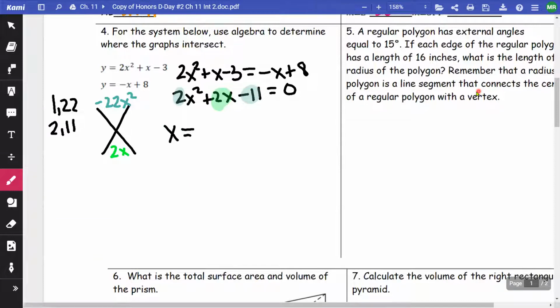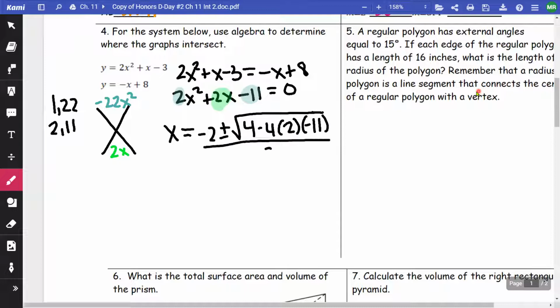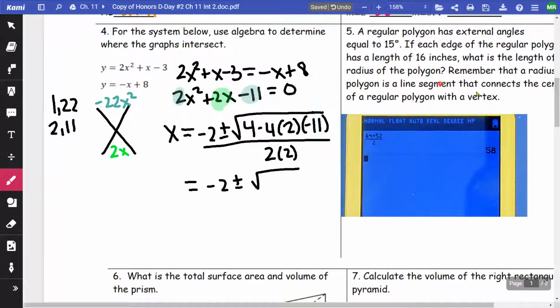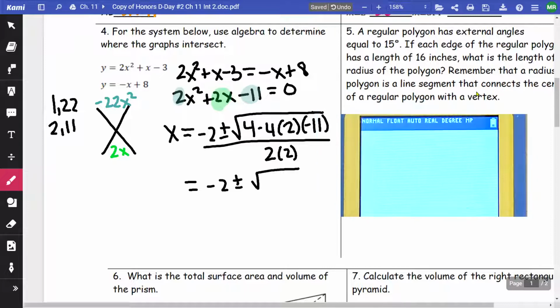So x is equal to negative b, so negative 2, plus or minus the square root of b squared, which is 4, minus 4 times my a, which is 2, and my c, which is negative 11, all over 2 times my a, which is 2. So I'm going to have a negative 2 plus or minus the square root of, and let me put that into my calculator. So 4 minus 4 times 2 times a negative 11, I get a 92 over 4.